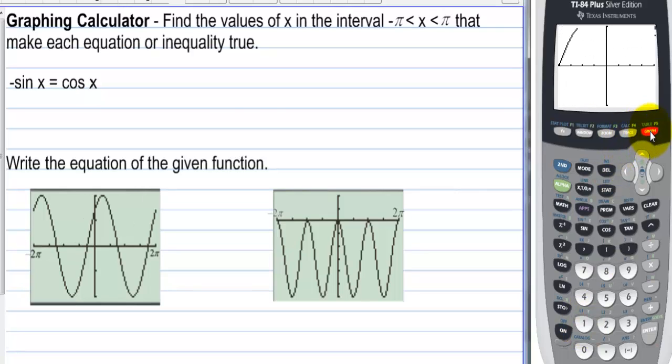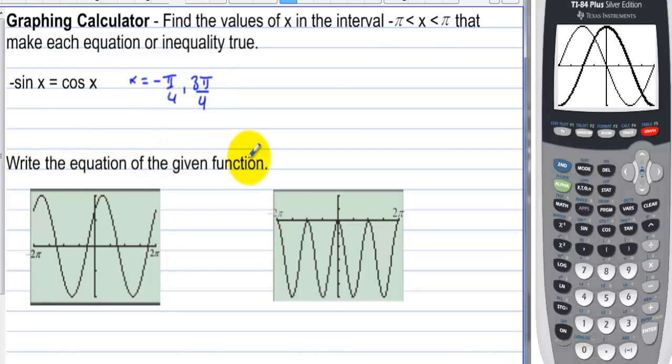Let's graph this. There is negative sine of x, and here is cosine of x, and we're looking for the places where they equal each other. And it looks like we have -pi/4, and we also have 1, 2, 3 pi/4. X is equal to -pi/4 and 3 pi/4.